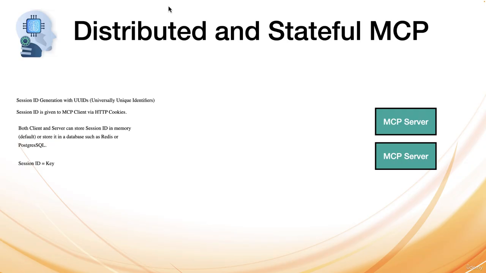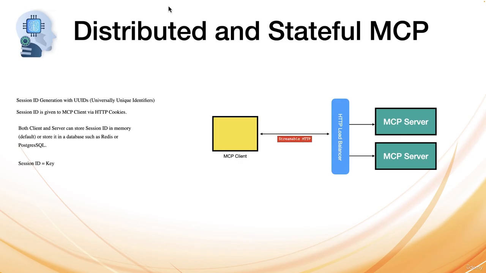Normally, you deploy your MCP server to an environment that can scale out. For example, in Amazon Web Services, you may use an auto-scaling group, or in Microsoft Azure, you may use a scaling set. Then you put a load balancer or HTTP load balancer in front of your MCP servers, and the MCP client will not directly access the MCP servers, it will talk to the HTTP load balancer. So the streamable HTTP is established between the client and the load balancer.